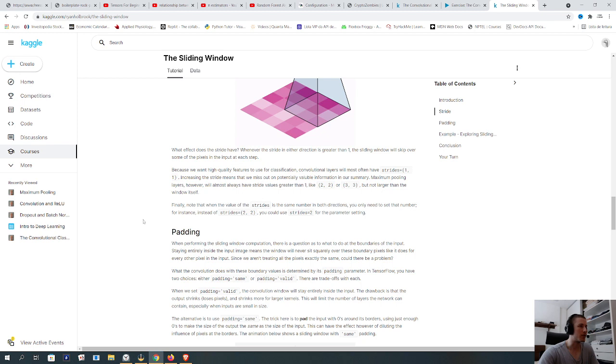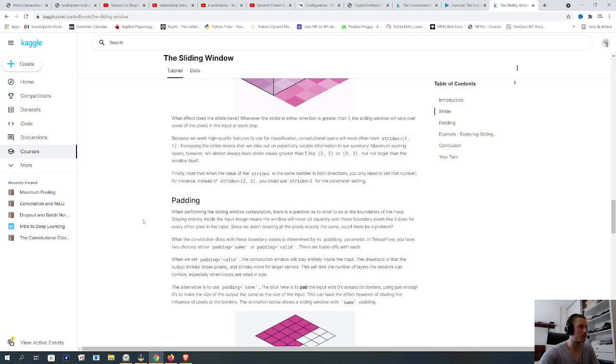What effect does the stride have? Whenever the stride in either direction is greater than 1, then the sliding window will skip over some of the pixels in the input at each step. Because we want high quality features to use for classification, convolutional layers will most often have strides of 1 by 1. Increasing the stride means that we miss out on potentially valuable information in our summary.